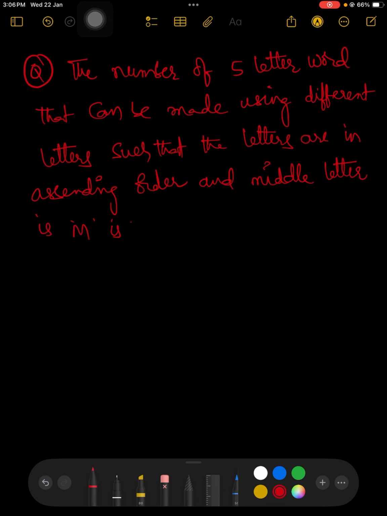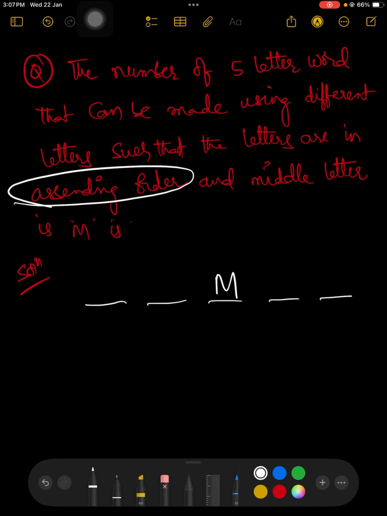And the next question is from permutations and combinations. It's a very easy question. That is, the number of 5-letter words that can be made using different letters, such that the letters are in ascending order and the middle letter is m. So that clearly confirms that the middle letter is m. And a very important thing is that they are in ascending order.